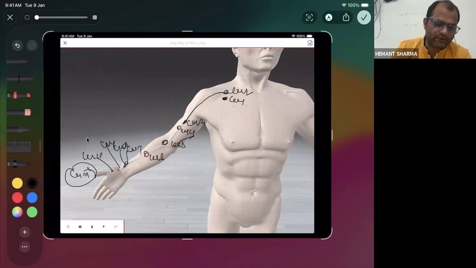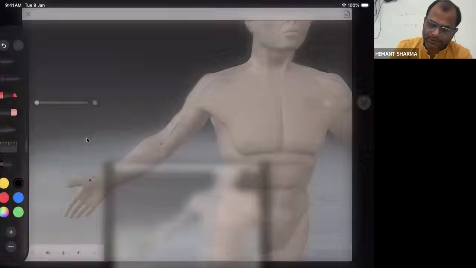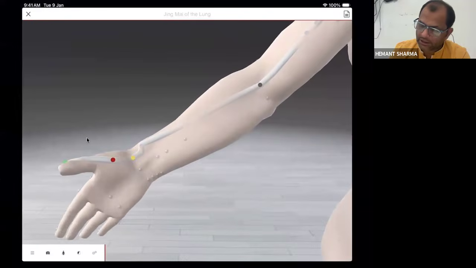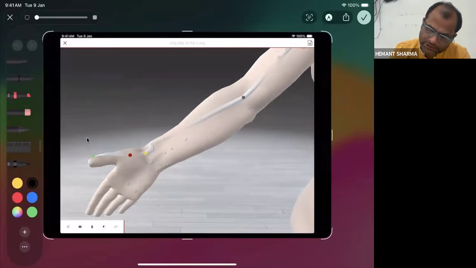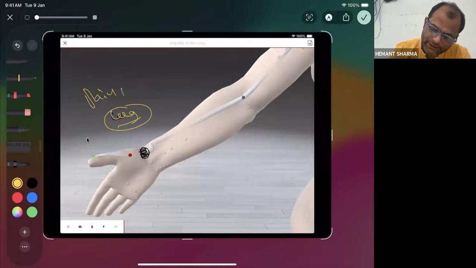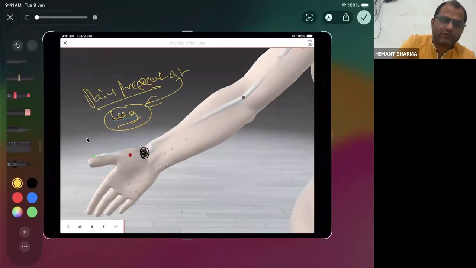Now, suppose this person is suffering with a problem around the wrist area in the lung meridian. The problem is here, exactly on the lung meridian, at the location of lung 9. Pain present at lung 9. Now, for more understanding, lung 9 is the point where you check the pulse. The first finger we keep here is the location of lung 9. Okay. Now, we have to treat this pain.